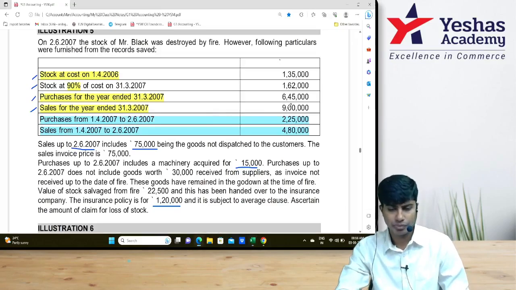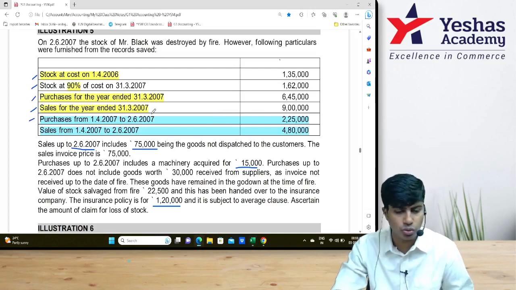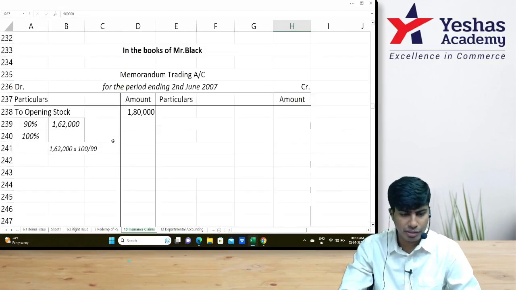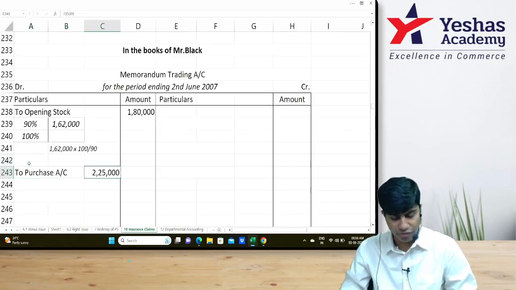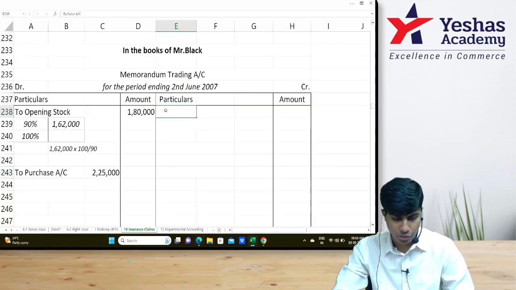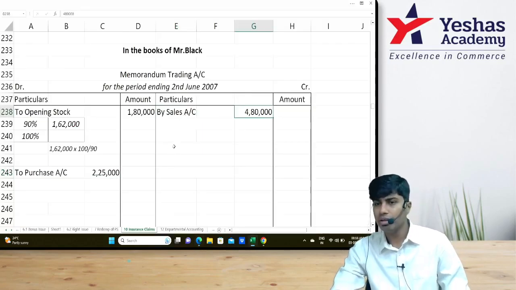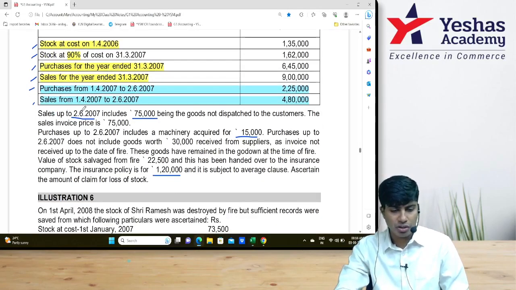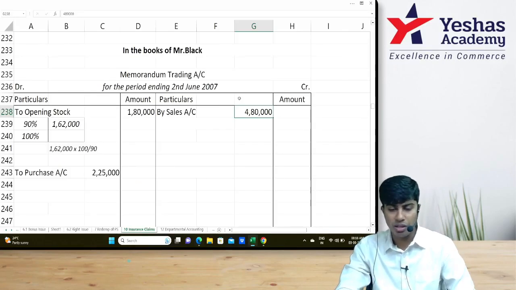What is after that? Purchases from 1st of April 2007 to 2nd of June 2007. 2 lakh 25,000 is the purchases during the memorandum trading period. Let me write here, to purchases, 2 lakh 25,000 in the inner column. There are two adjustments against this. Sales 4 lakh 80,000 during the memorandum trading account period, again in the inner column, because it has adjustments. What do we have after that? Sales up to 2nd of June 2007 include 75,000 being goods not dispatched to customers. So 75,000, what do we do? It was previously written as sales.